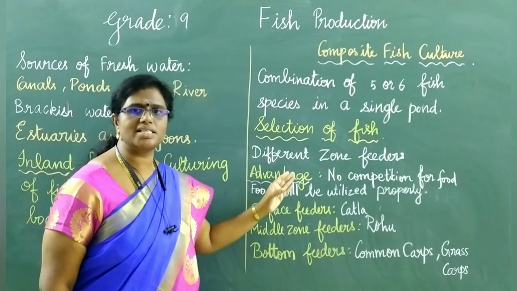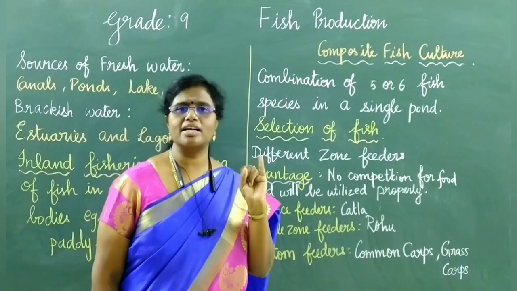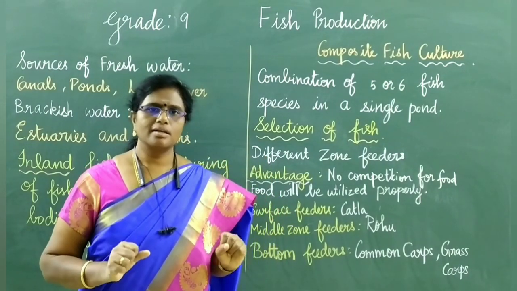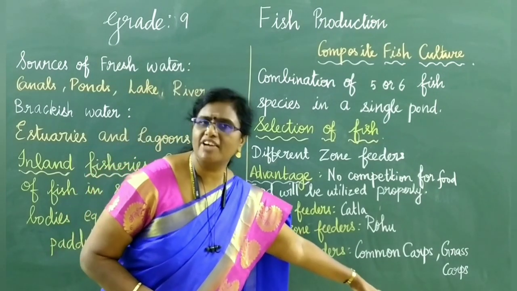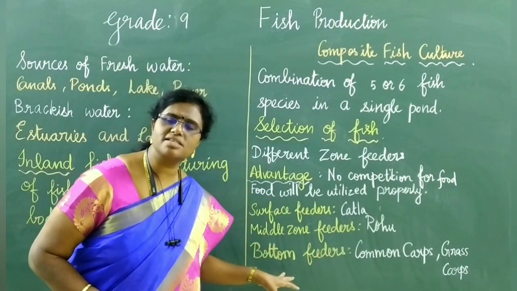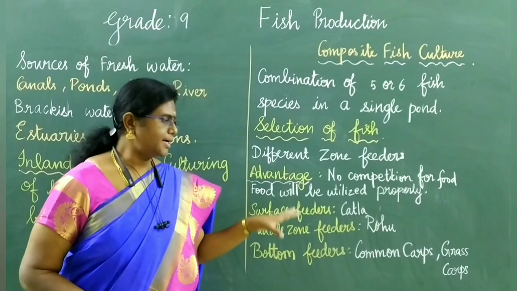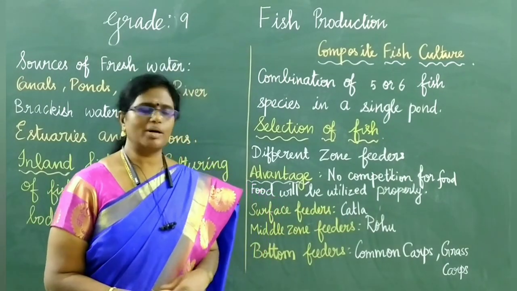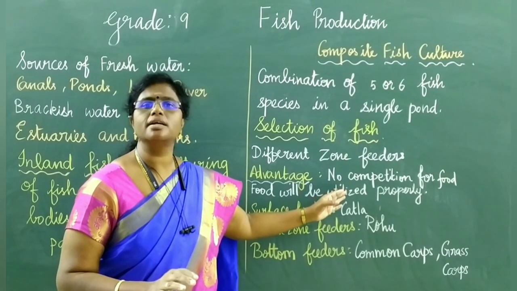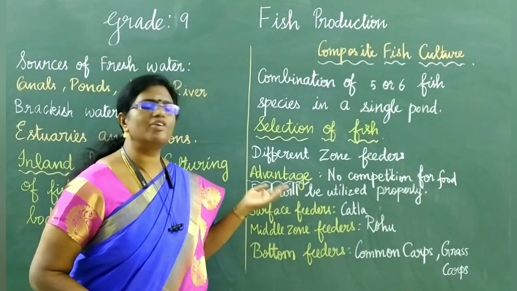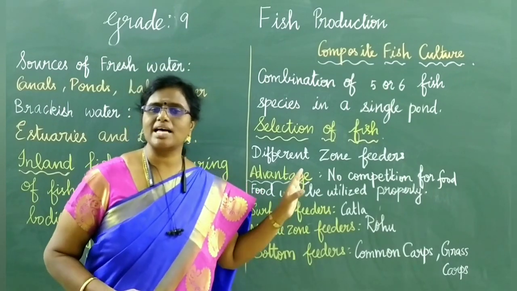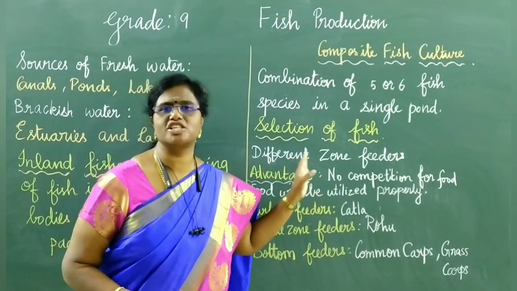So two advantages in this. One, they will not compete for food. So food will be there. The bottom zone feeders will feed at the bottom. Middle zone feeders will feed at the middle. And the surface feeders will take the food on the surface. So like that, there is no competition among them. Next, food will not be wasted. It will be utilized properly. So this is the advantage of composite fish culture.